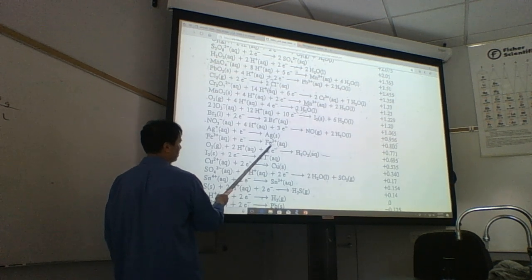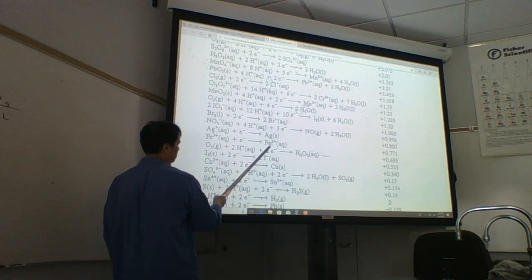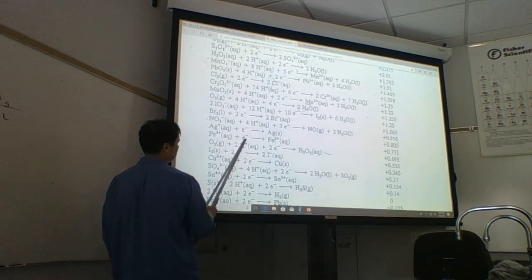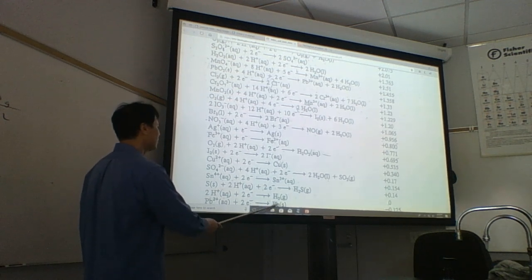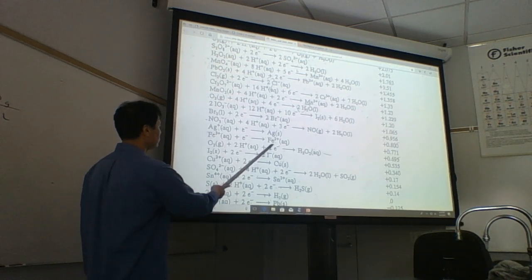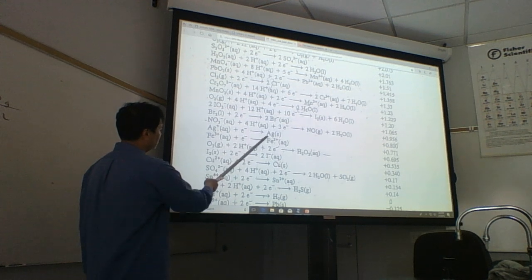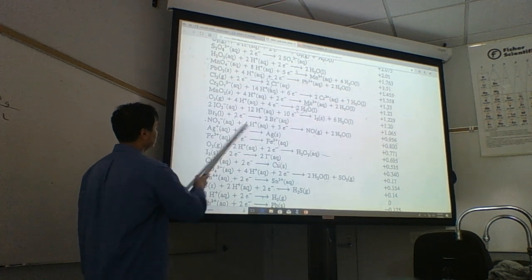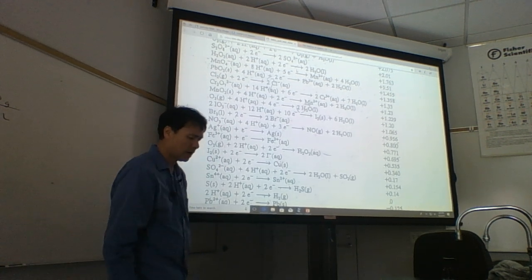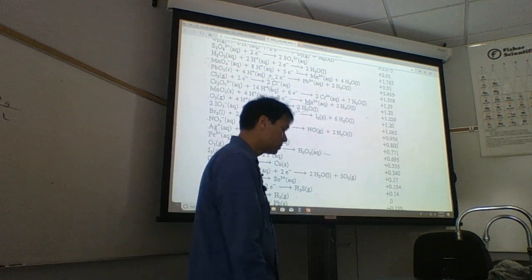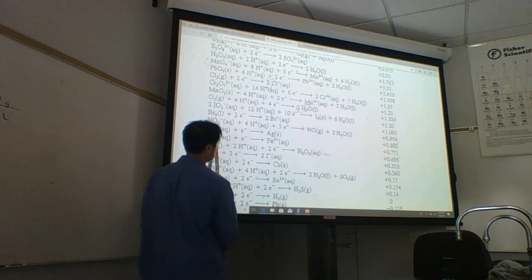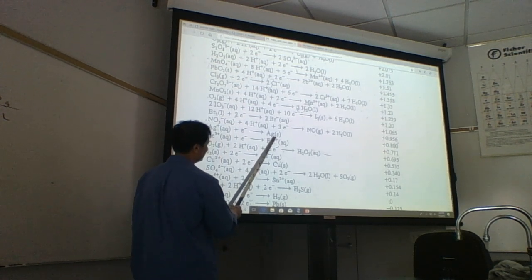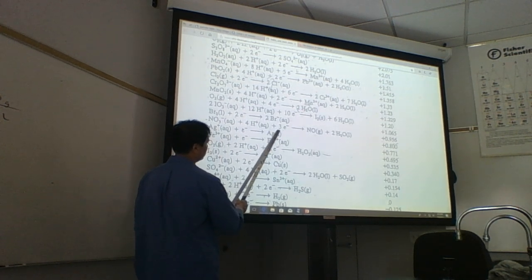How about this one? That is iron 2 going to iron 3. Process losing electrons. And so what happens with iron metal? Iron metal goes to iron 2 goes to iron 3. This is silver. Silver versus silver ion. Silver metal is stable. Silver ion is a moderate oxidizer. Silver is not that great of a reducer.